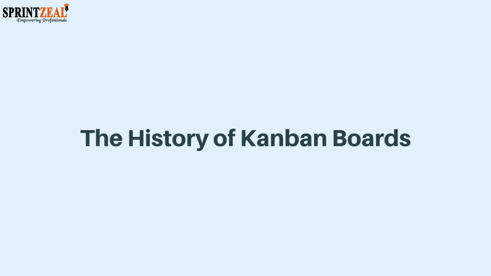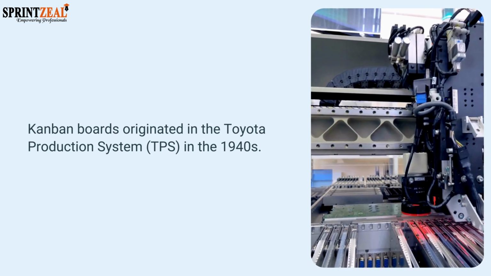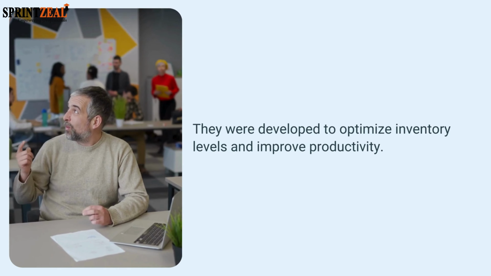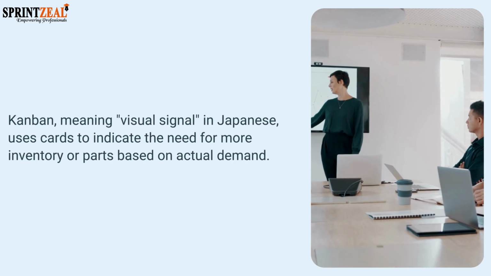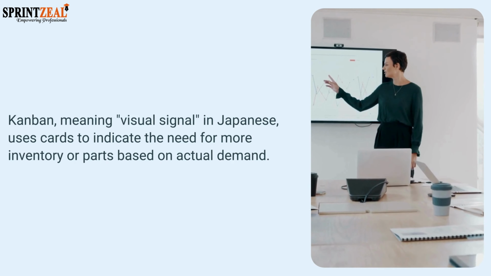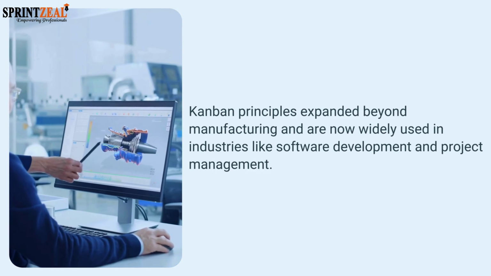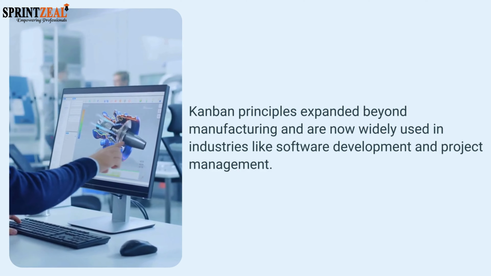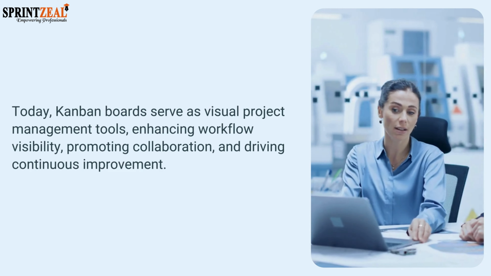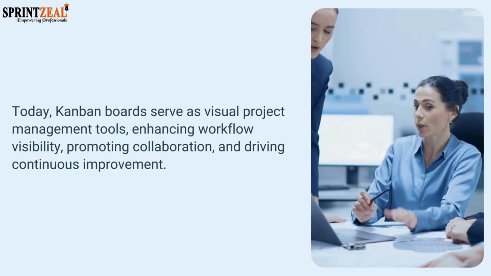The history of Kanban boards. Kanban boards originated in the Toyota Production System (TPS) in the 1940s. They were developed to optimize inventory levels and improve productivity. Kanban, meaning visual signal in Japanese, uses cards to indicate the need for more inventory or parts based on actual demand. Kanban principles expanded beyond manufacturing and are now widely used in industries like software development and project management. Today, Kanban boards serve as visual project management tools, enhancing workflow visibility, promoting collaboration, and driving continuous improvement.